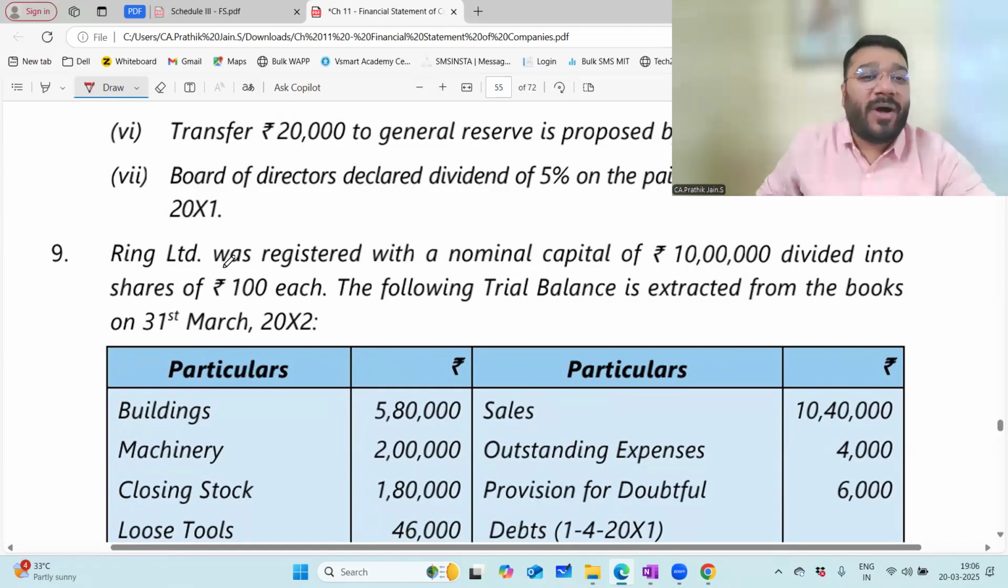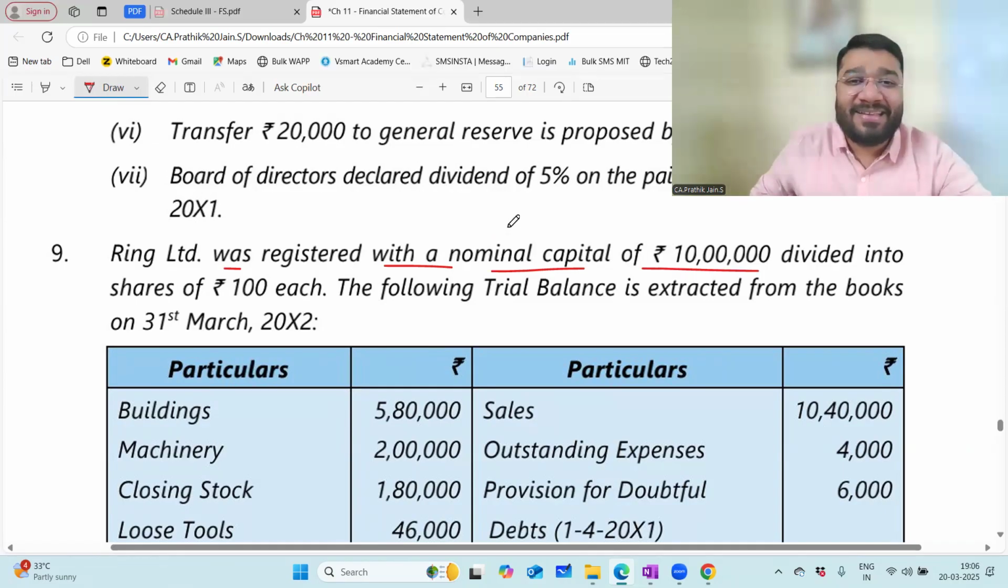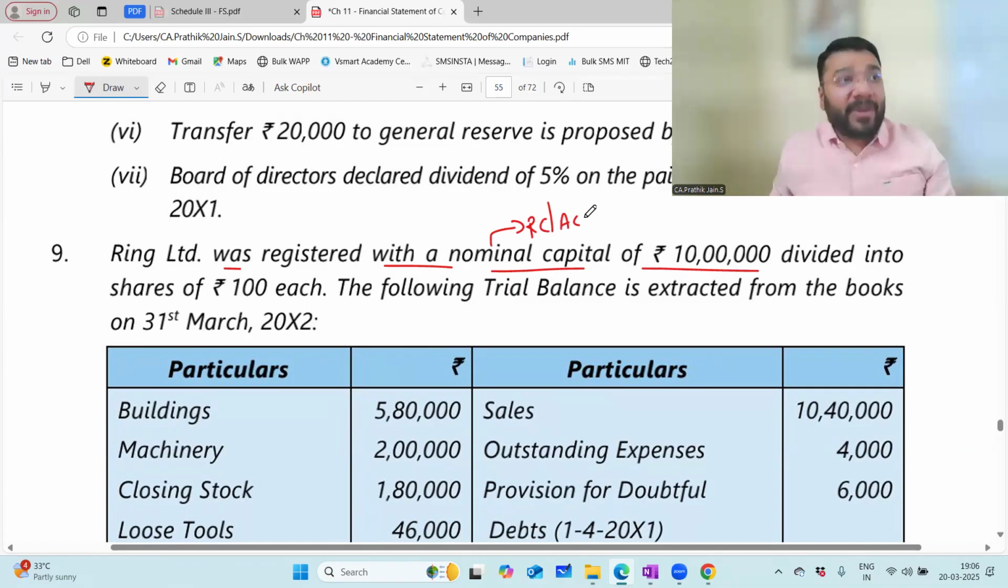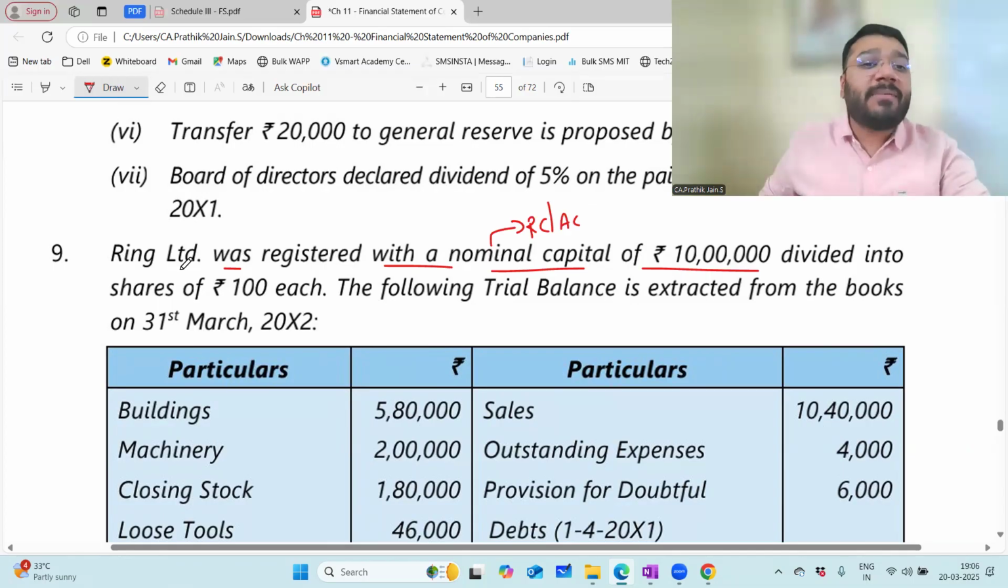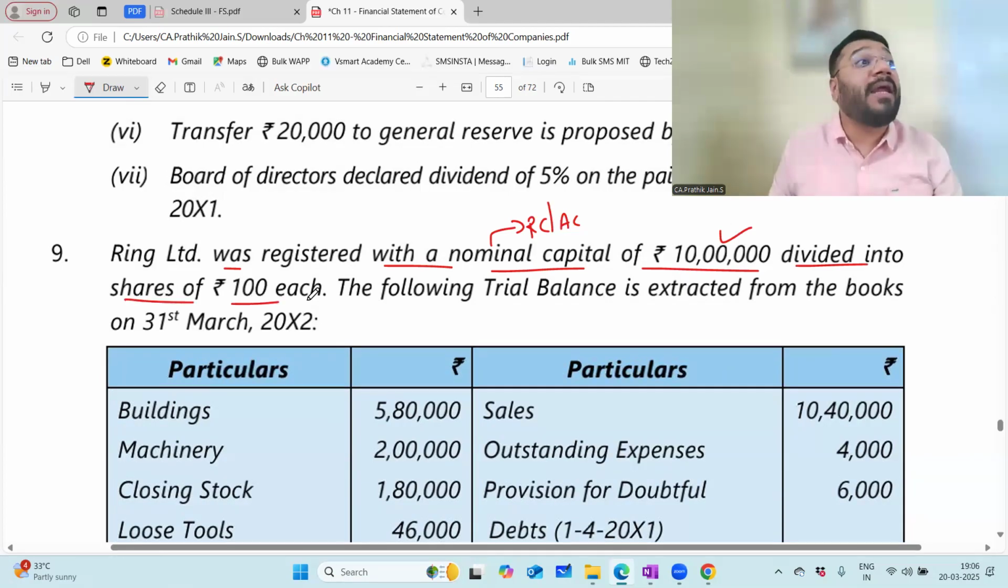Ring Limited was registered with a nominal capital of 10 lakh. Nominal capital is also called registered capital or authorized capital. All these are nicknames. It was registered with a nominal capital of rupees 10 lakh divided into shares of 100 each. What is the authorized number of shares? 10 lakh divided by 100 is 10,000.